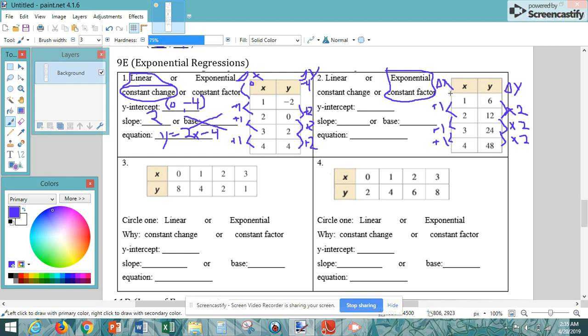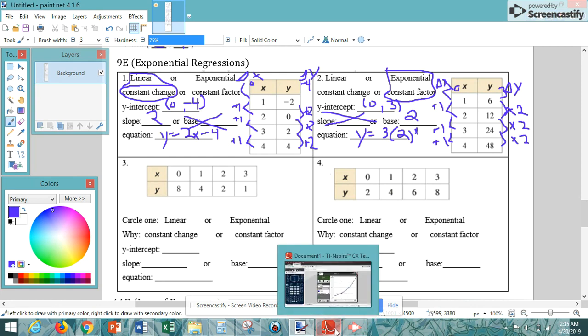The y-intercept, you would go back 1 space, so subtract 1 to get 0, and divide 2 to get 3. So your y-intercept would be 0, 3. You wouldn't have a slope because this is exponential. Your base is multiplied by 2's. So your equation would be y equals your initial value, which is 3, times your base 2 to the x power.